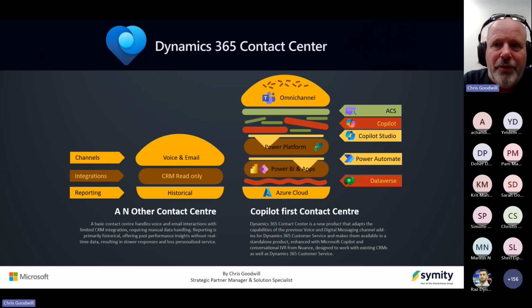So on the right-hand side, we've got a rich gourmet burger, if you want to call it that. And on the left-hand side, we've got some of the other offerings in the market, which fundamentally do the basics. They'll cover voice and email. They'll be able to read from a CRM. They might give some kind of reporting, but in terms of depth and breadth of features and functions, quite limited. So, right, okay, let's get into the solution.